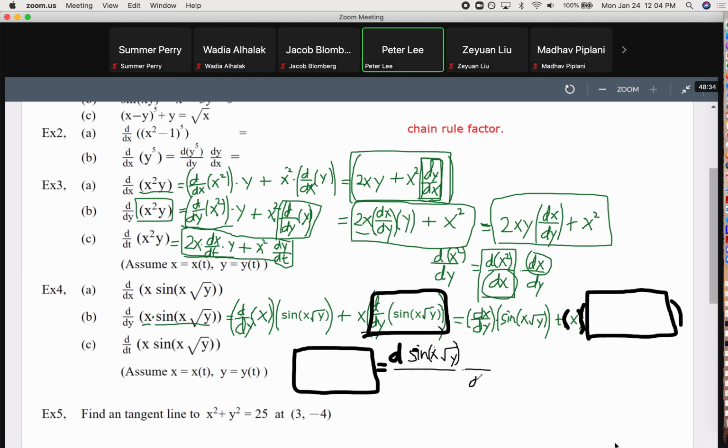What do you think I need to put in over here? Can somebody tell me what I should write here and there?